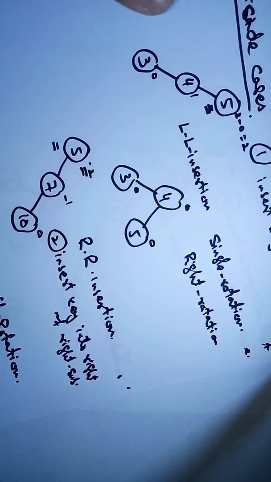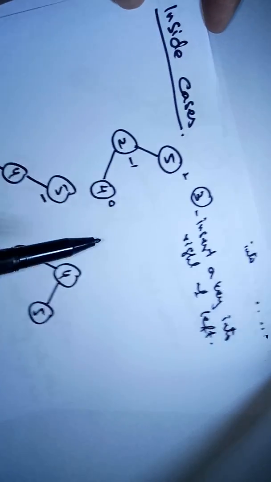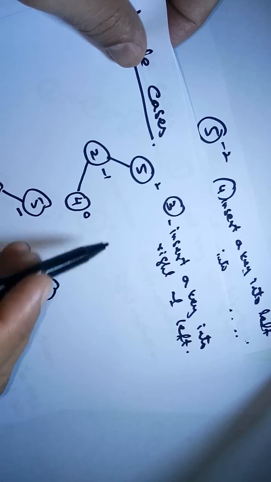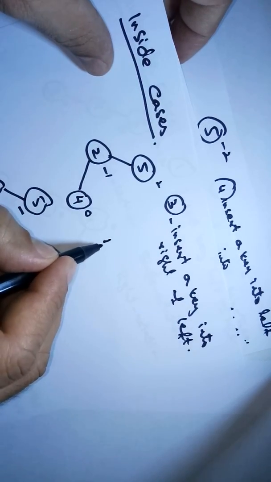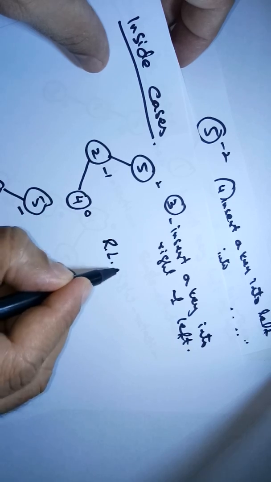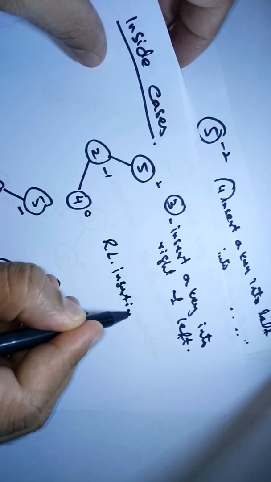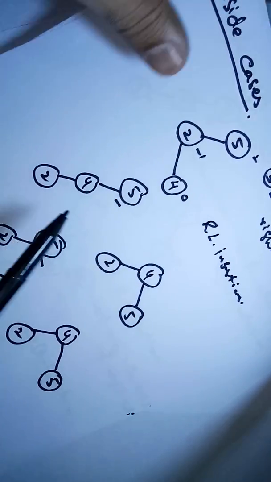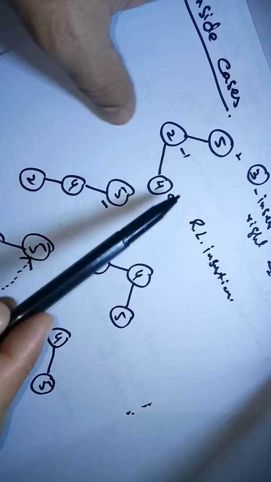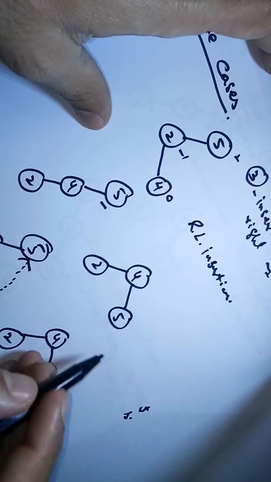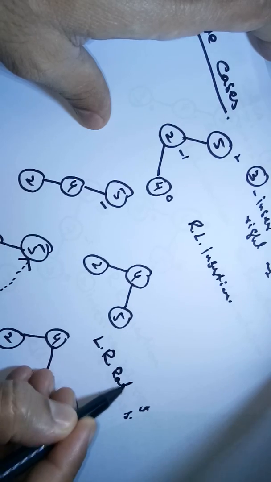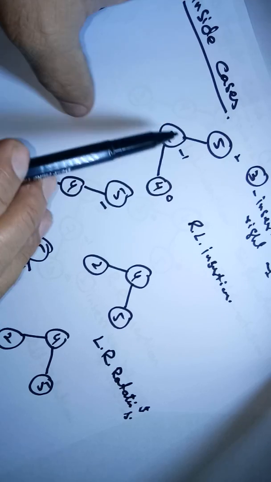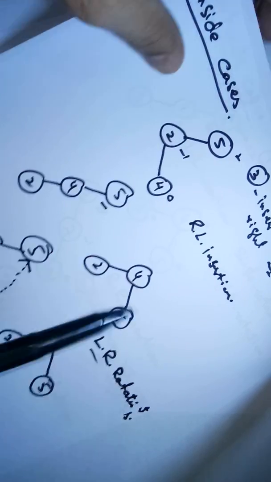Then we discussed the inside cases. The problem was because we inserted a key into the right of the left subtree, and that problem, let me call it RL insertion, right? Then we performed a double rotation here. First of all, we performed a left rotation, and then we performed the right rotation. That was rule number 3, in order to fix this problem.